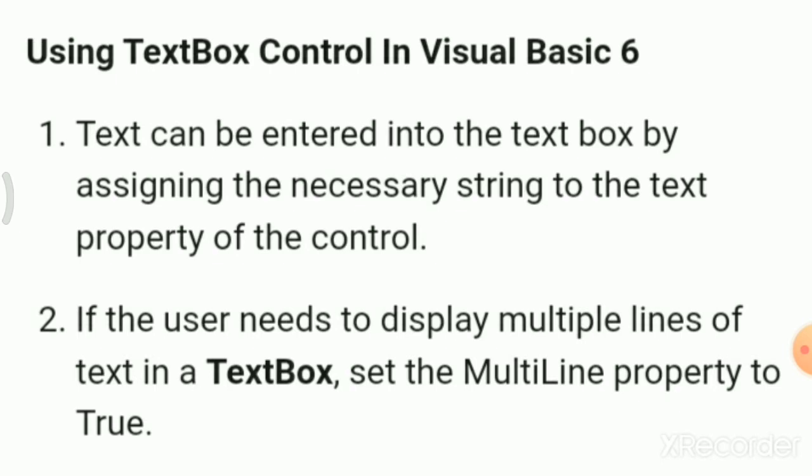So the main difference between the text box and label is that the user can edit the values in the text box at runtime, while a label can be used only to display the data. So the text box is the standard control for accepting input from the user. The text property of the text box control holds the value entered in it.